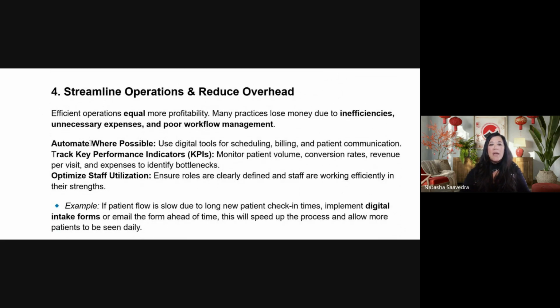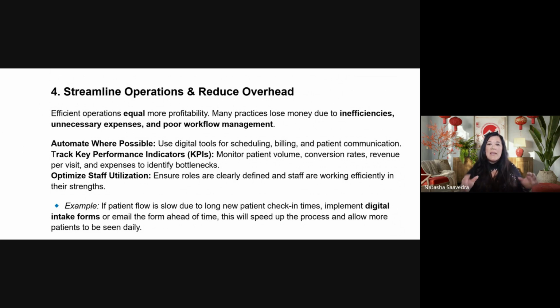One is streamline operations and reduce overhead. So many of you have such a high overhead because you think you need more people to do all of the things. You don't. You need to get streamlined and efficient in the processes that you're already doing. So let's talk about that. Efficient operations equals more profitability. Many practices lose money due to inefficiencies, unnecessary expenses, and poor workflow management. If you don't have your flow sheets done, give us a call. We'll help you out with that.